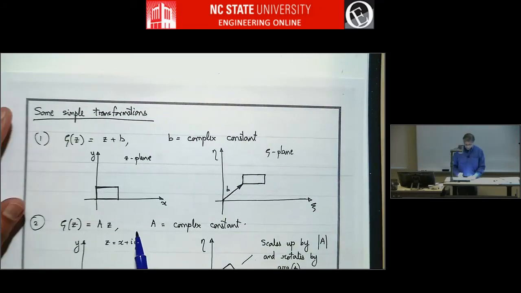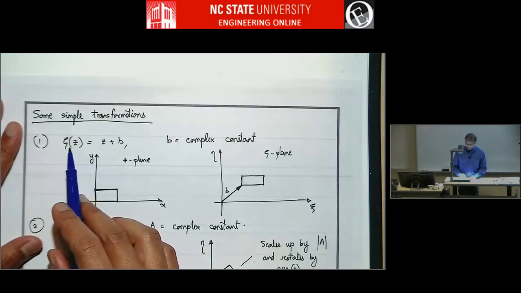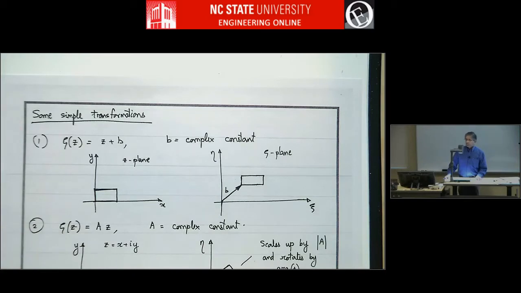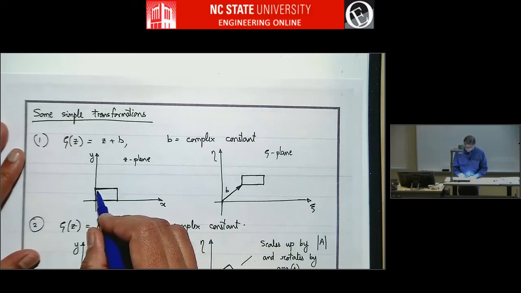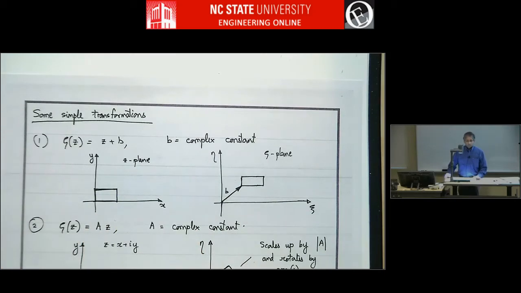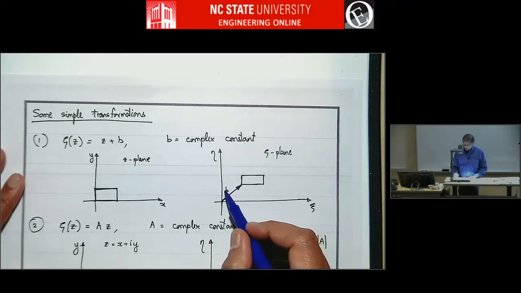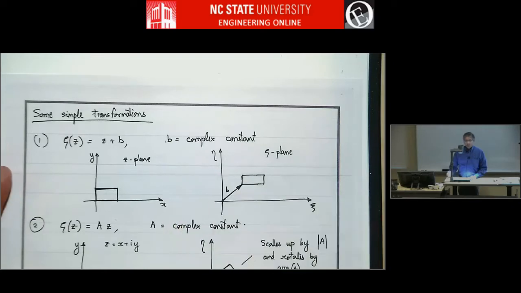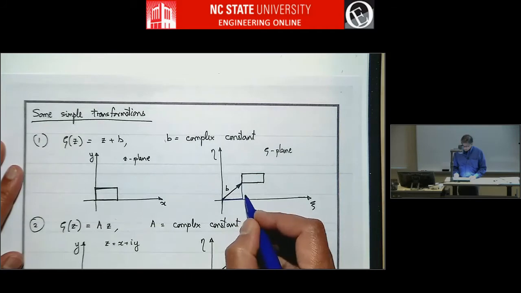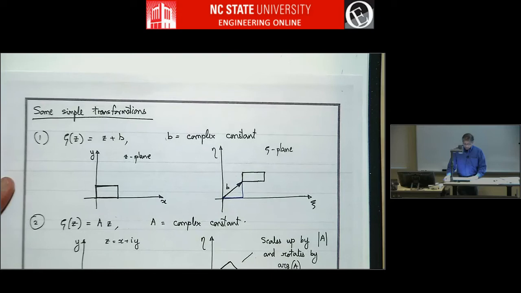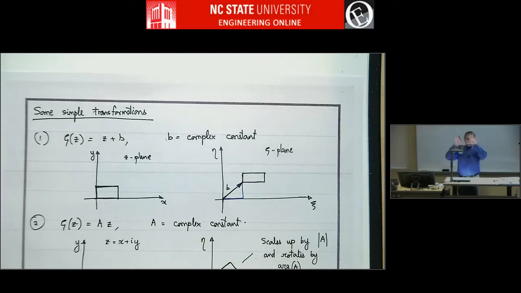Okay, so one of the simplest transformations is zeta equals z plus b, where b is some complex constant. If you take any curve, this is just a translation. So this will get translated by some complex number b. Let's say this b is c plus id, then this is c and this is d, right? So this just gets shifted. Everything will remain the same, it will just move.